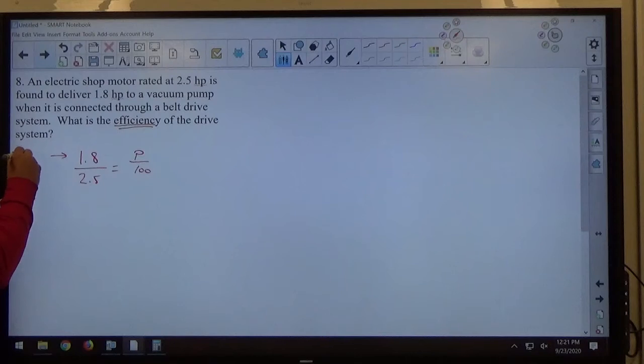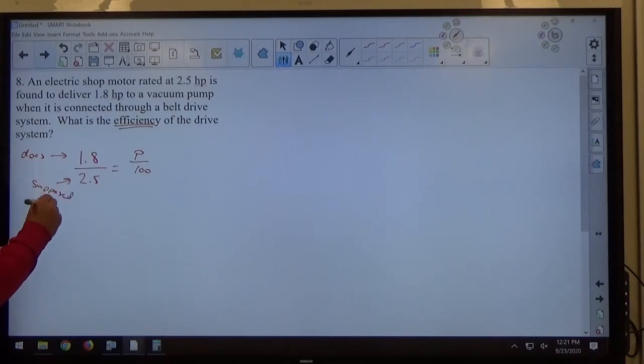This is what it actually does. This is what it's supposed to do. So it's supposed to deliver 2.5 horsepower, it only delivers 1.8 horsepower, therefore it's not running at peak efficiency. It's running at some lower percentage from 100, right? If it's delivering 2.5 and it's supposed to deliver 2.5, it's 100%, right? It's not going to be that easy on the test. It's going to be one of these.